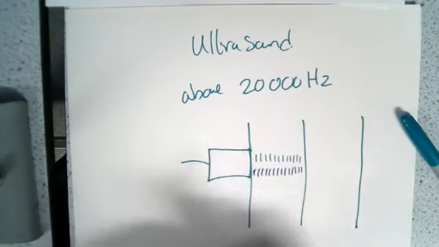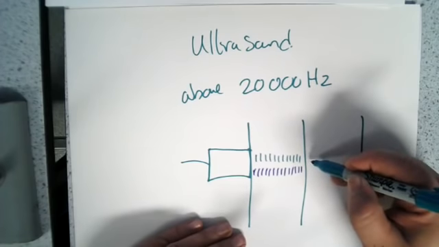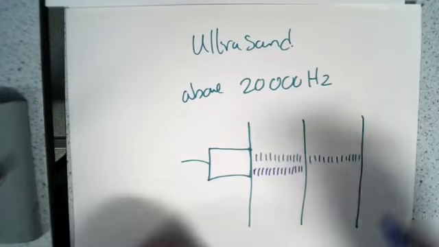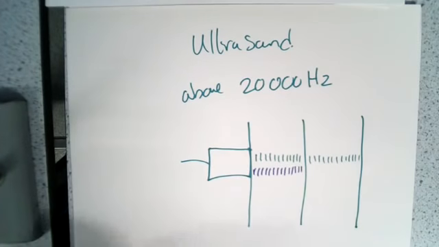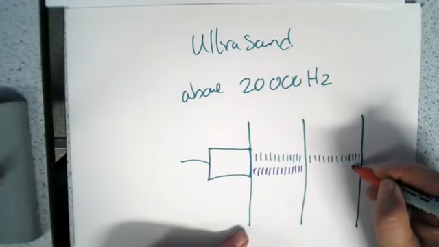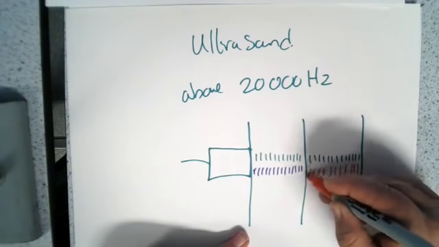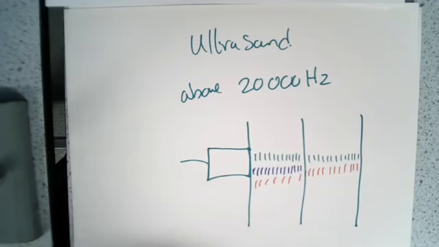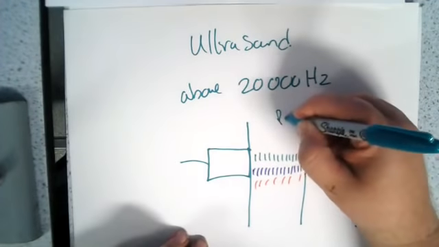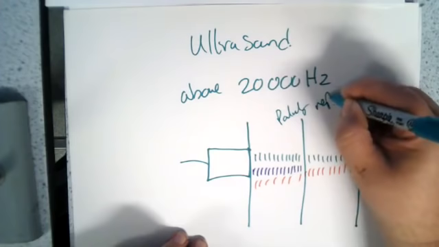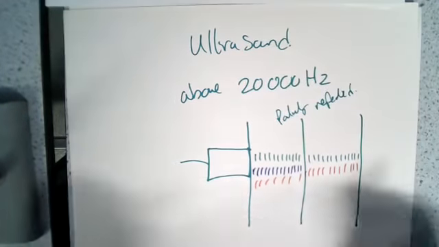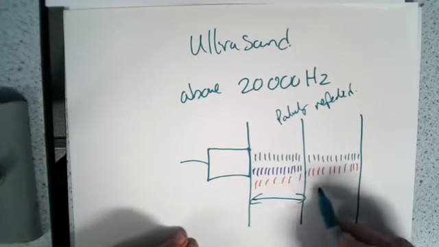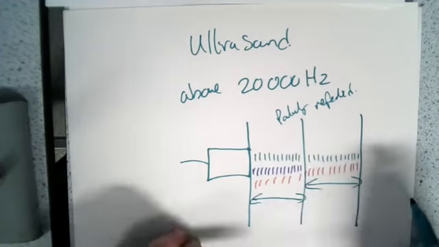okay? Some of it will continue, and when it hits that boundary, and I'll use a different colour, that bounces back. So we actually say ultrasound is partially reflected. Now we can use this property to work out the distances between boundaries of materials.